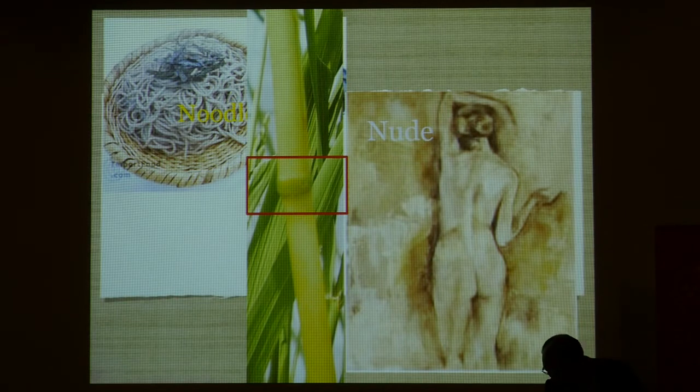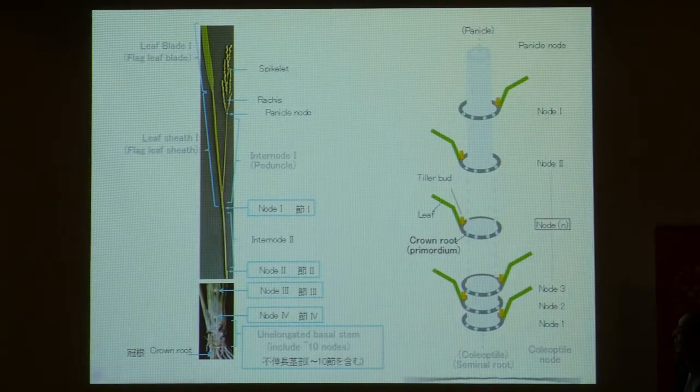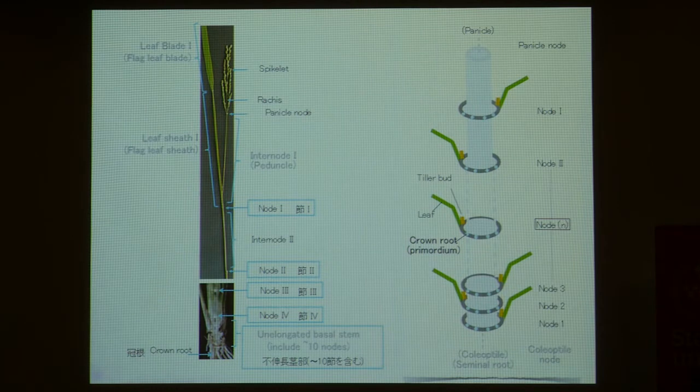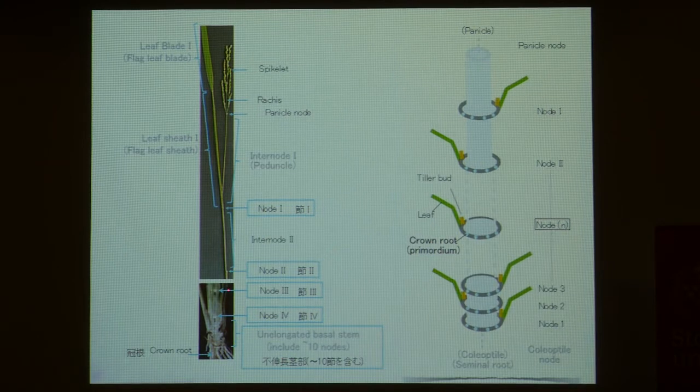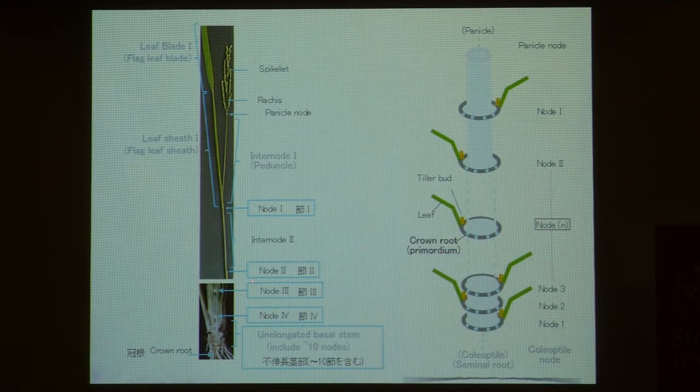N-O-D-E. So node actually is a characteristic structure of graminaceous plants such as barley, rice, and wheat. In modern cultivated rice, there are 13 to 18 nodes, but most of them are stacked at the basal region. So only the upper 4 to 5 nodes, internodes, are elongated at the reproductive stage. And the remaining nodes are stacked at the basal region.